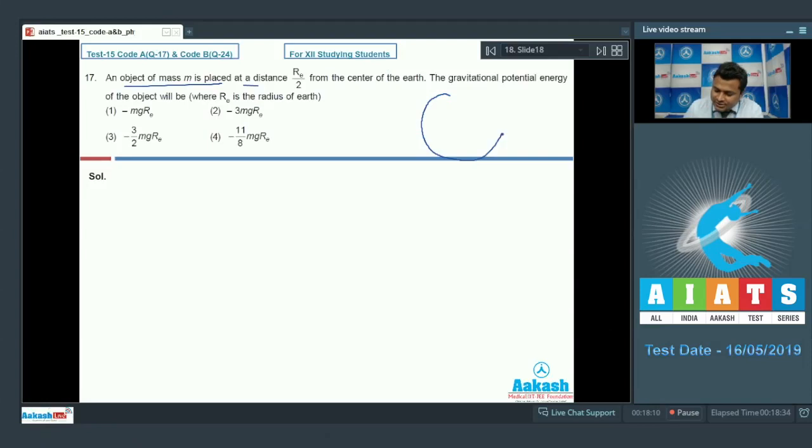See, this is the Earth, suppose, center. Here we have to calculate the gravitational potential energy. Suppose the gravitational potential at this point is V, then the gravitational potential energy will be what? M into V. M is the mass of the object, V is the potential at that point.